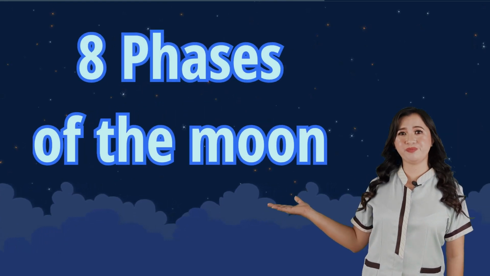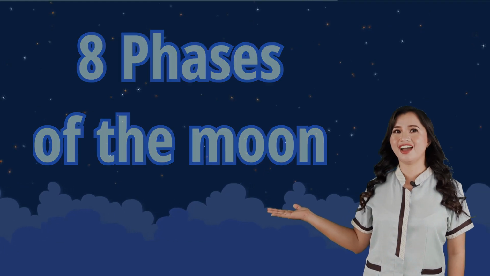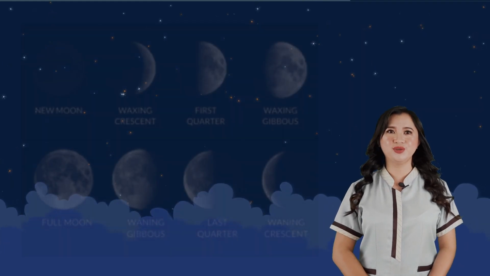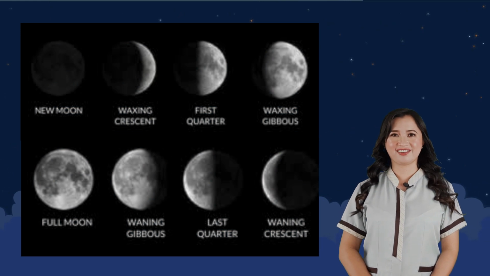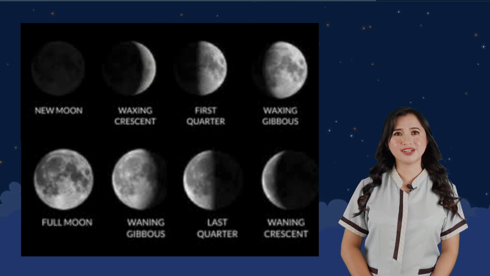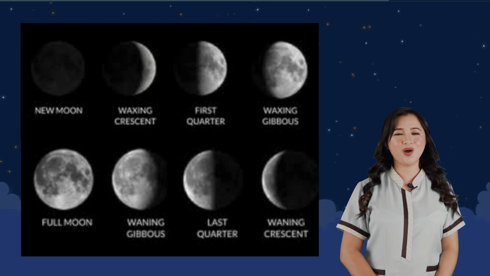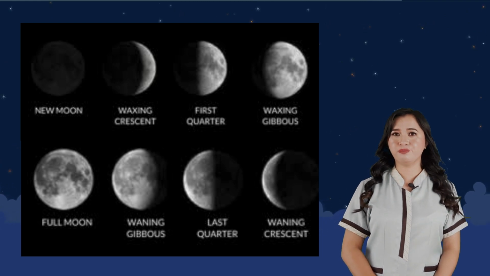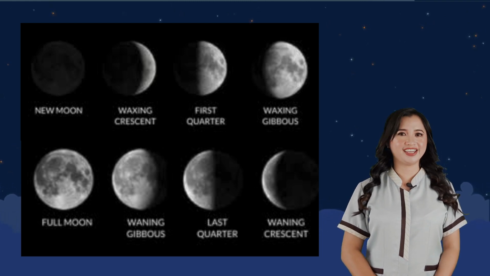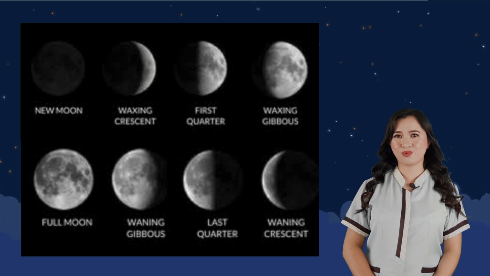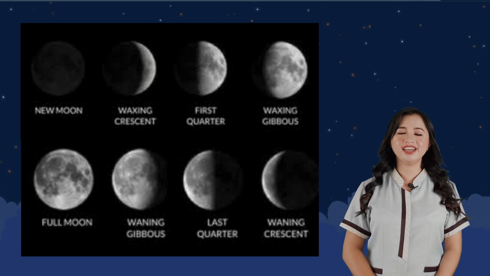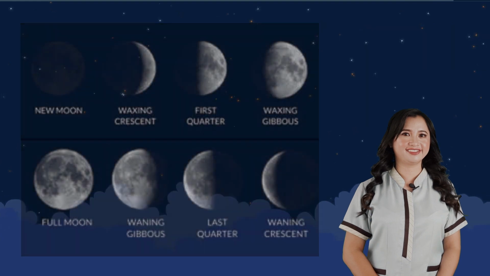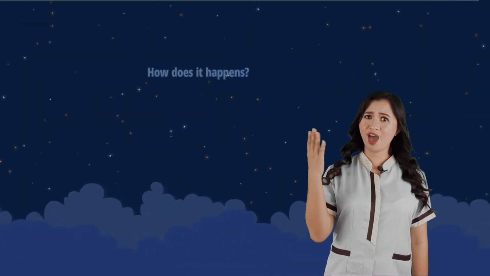There are 8 phases of the moon. These are the new moon, waxing crescent moon, first quarter moon, waxing gibbous moon, full moon, waning gibbous moon, last quarter moon, and waning crescent moon. The major question is, how does it happen?